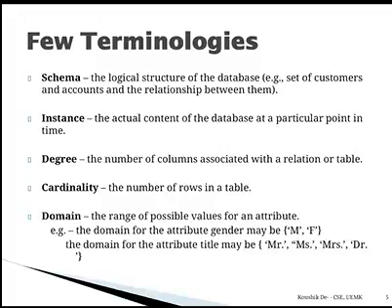Instances are actually the content of the database at a particular point in time. Degree means the number of columns associated with a relation or table. Cardinality is the number of rows in a table. Domain means the range of possible values for an attribute.